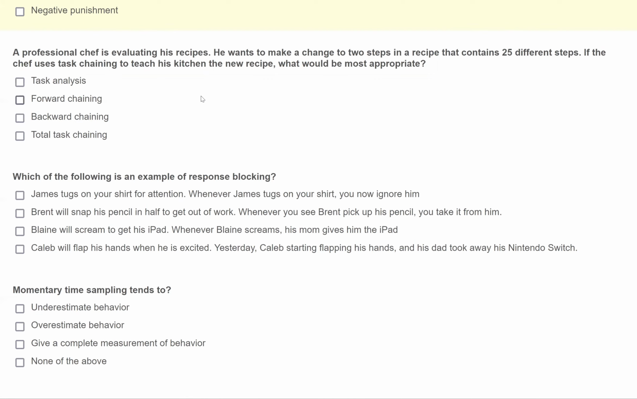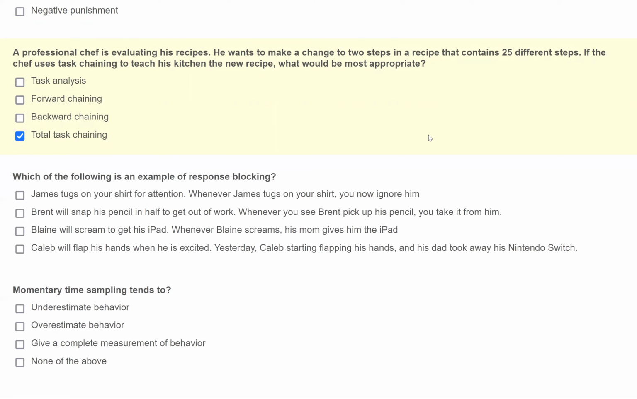Task analysis is done. Forward chaining, again, 2 steps in a 25-step routine. There's no reason to start from step 1 when they already know most of the steps. Same with backward chaining, right? They can do most of the steps. You're just changing 2. So what you need to do is total task chain. You need to teach the whole thing again, right? Most steps are staying the same. The only 2 steps you need to know now are the 2 that have changed, and this is what's changed, right?